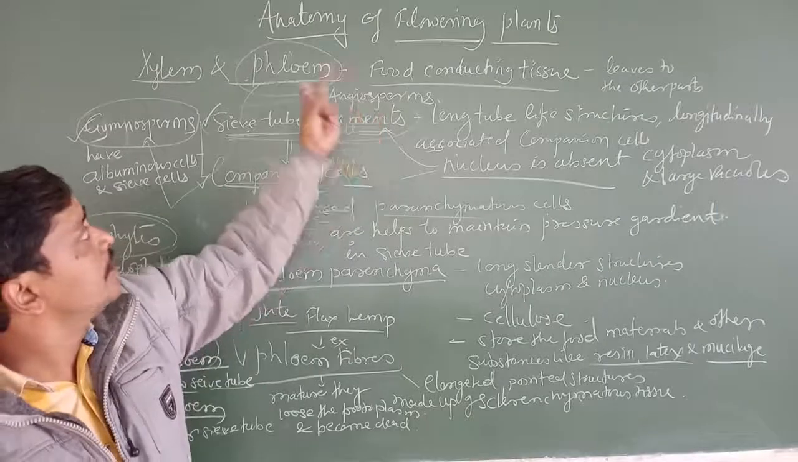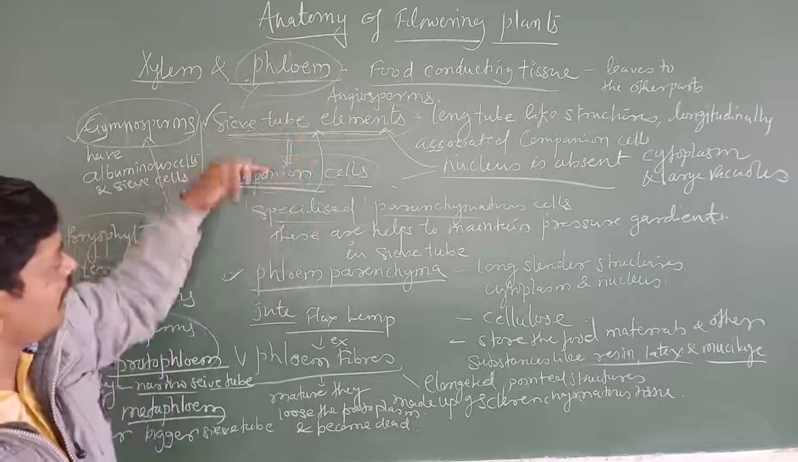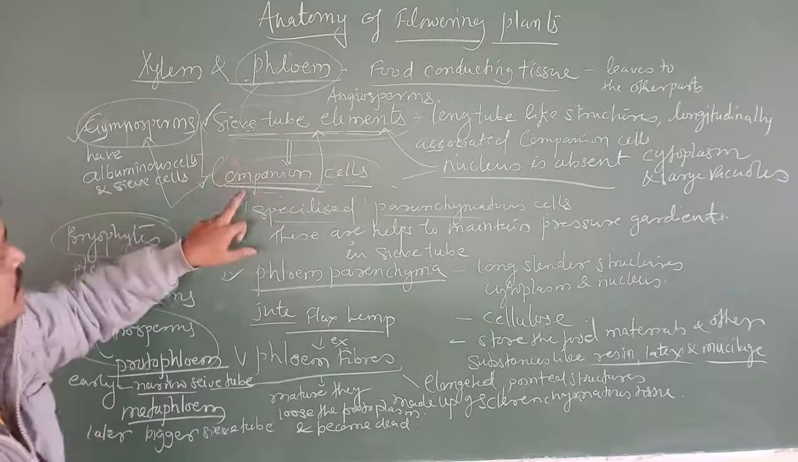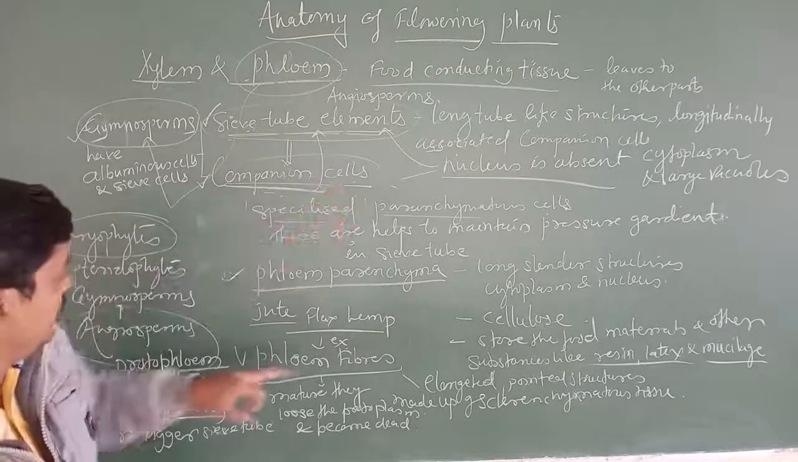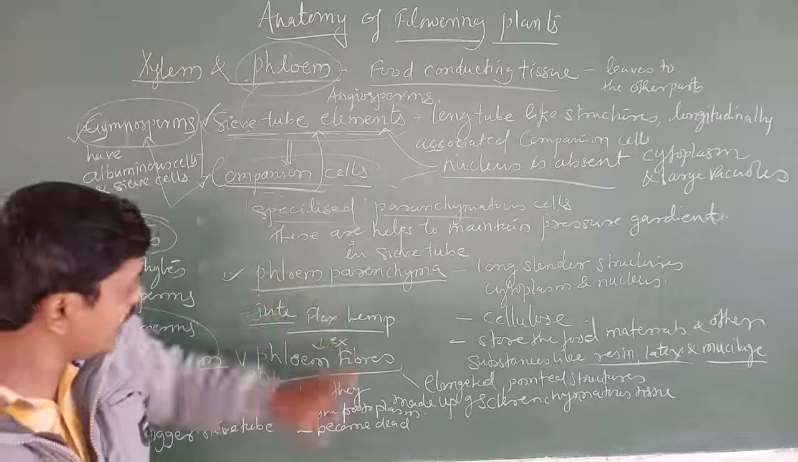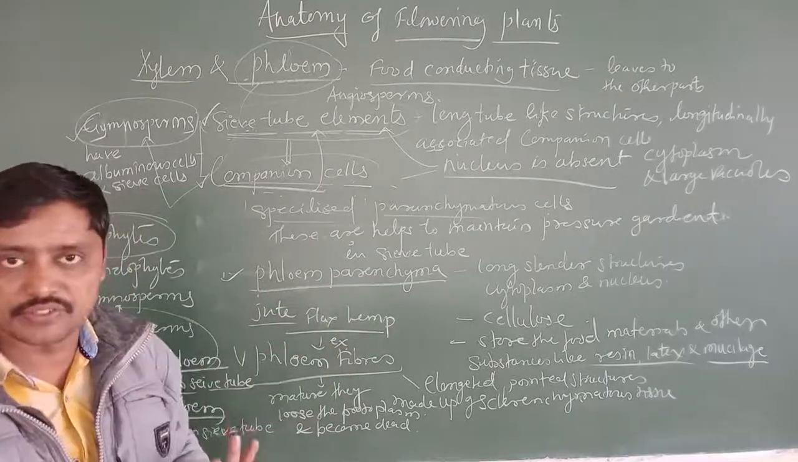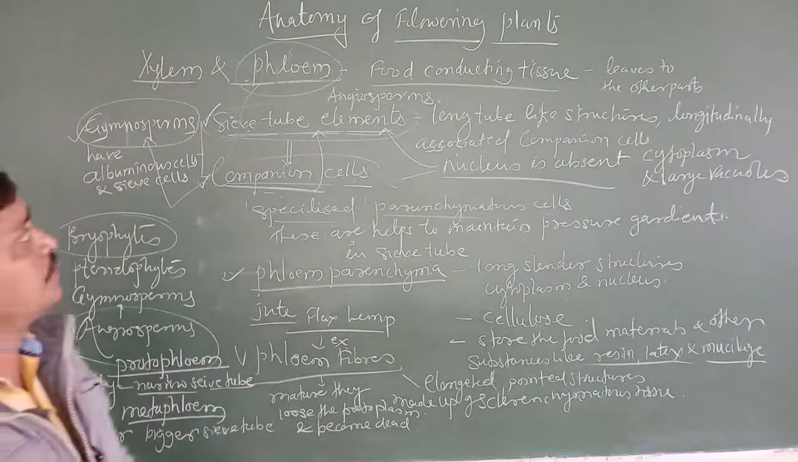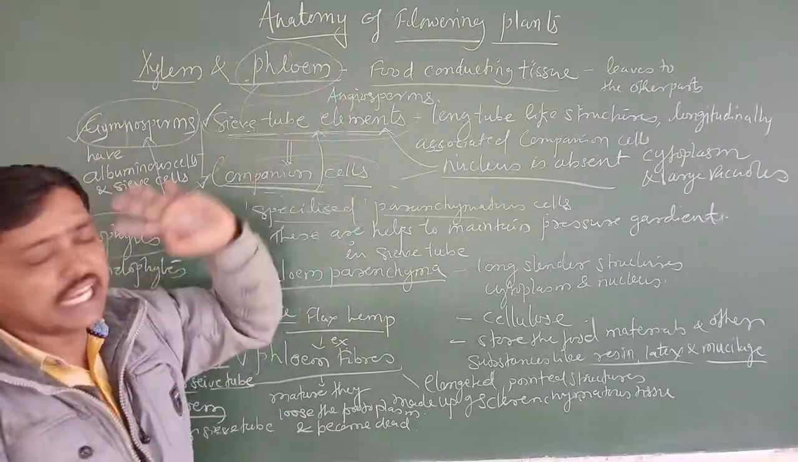In angiosperms, phloem consists of four kinds of elements. Sieve tube element, this is the first. Companion cell, this is the second one. Next one is phloem parenchyma, and next phloem fibers. These are the four kinds of elements we find in the phloem of angiosperms.